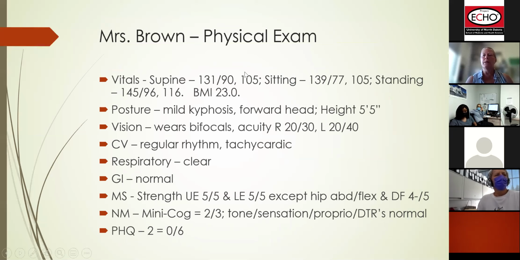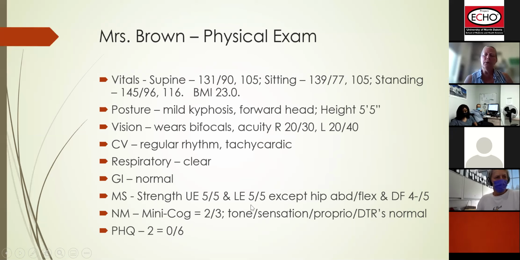Her heart rate was 105, got a little bit more when she's standing. And we figured out her BMI was 23. With her posture, we found that she had mild kyphosis, a forward head. She's about 5'5". She said she used to be 5'6". She said she shrunk. We checked her visual acuity with her glasses on. We looked at her cardiovascular. She had a regular rhythm. Respiratory was clear. GI, she doesn't complain of any problems.